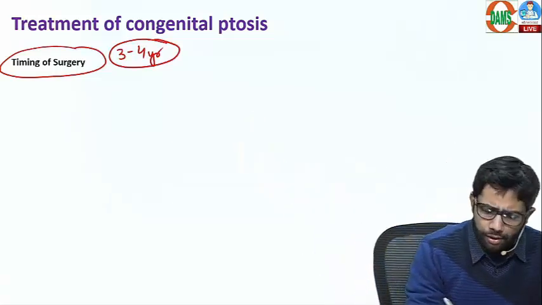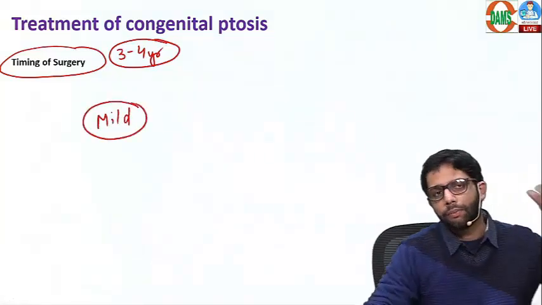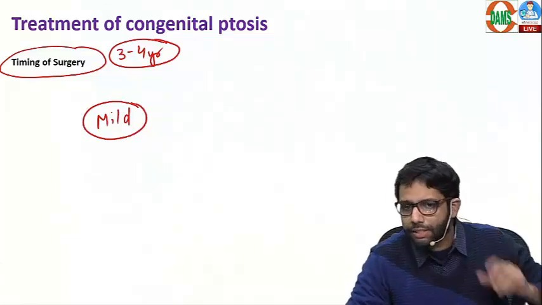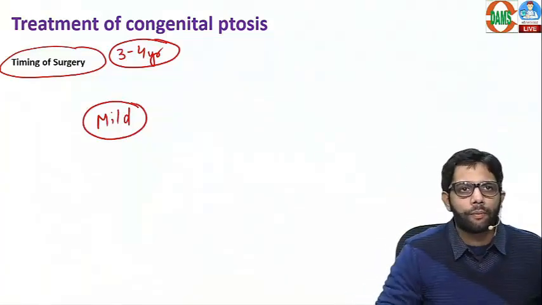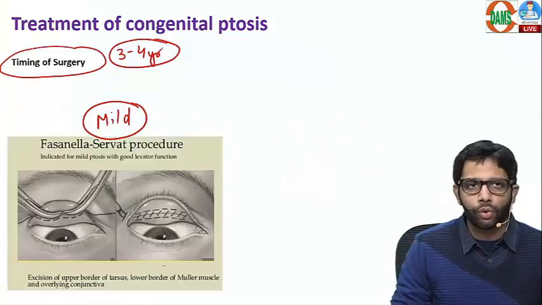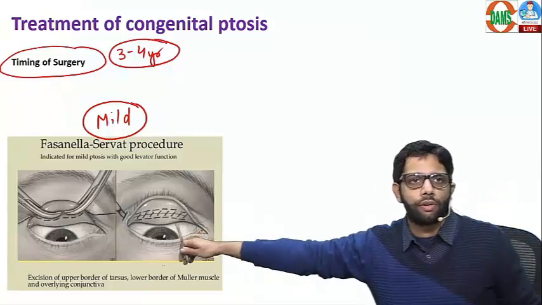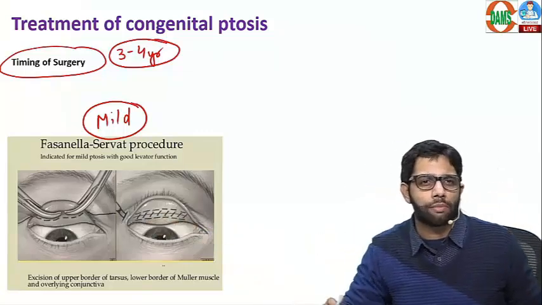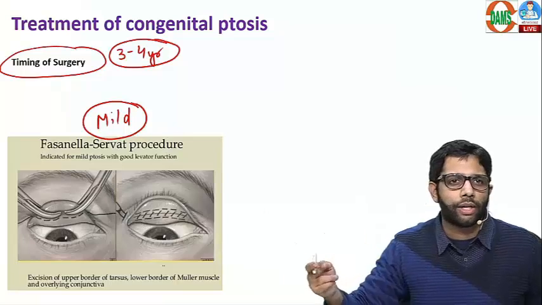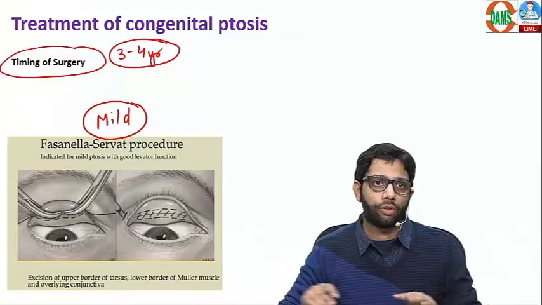What surgery to do depends on the amount of ptosis and the LPS action. Mild ptosis means less than 2 mm of ptosis, and usually they have good LPS action. You can do a Fasanella Servat procedure. You evert the eyelid. For this surgery, only the name is important. Even in your PG exam it is enough, but when you do a senior residency or a fellowship, then you have to detail the steps.